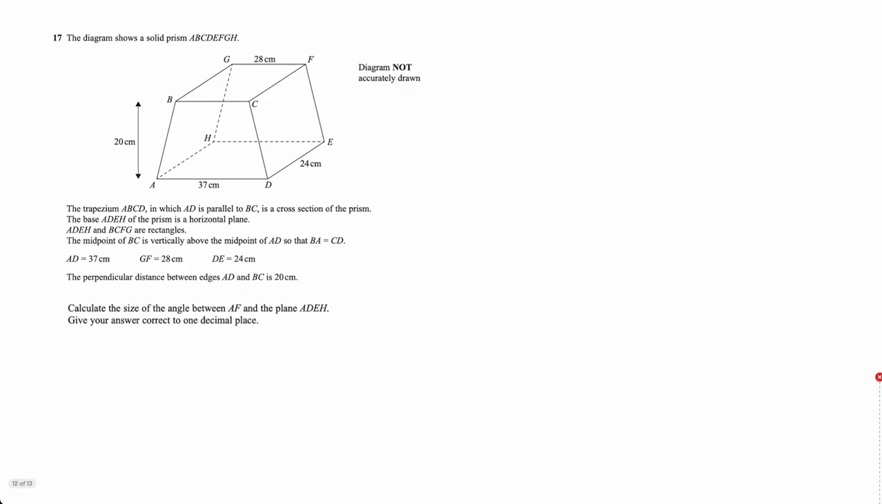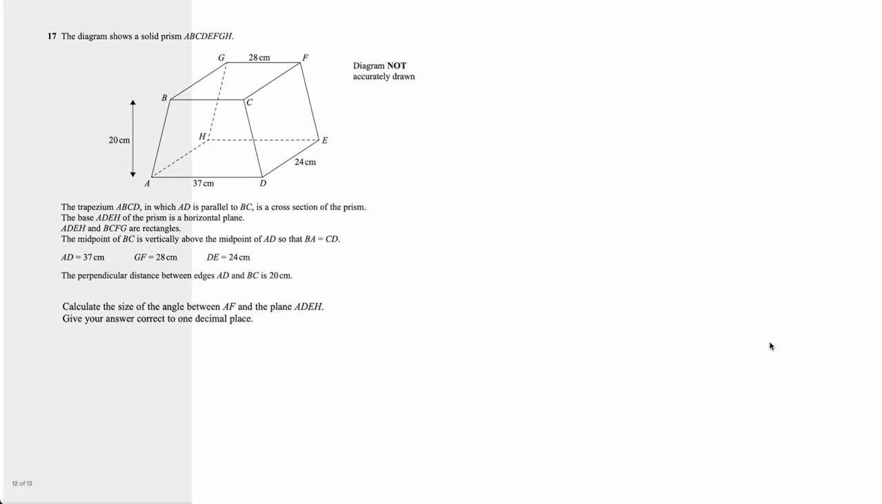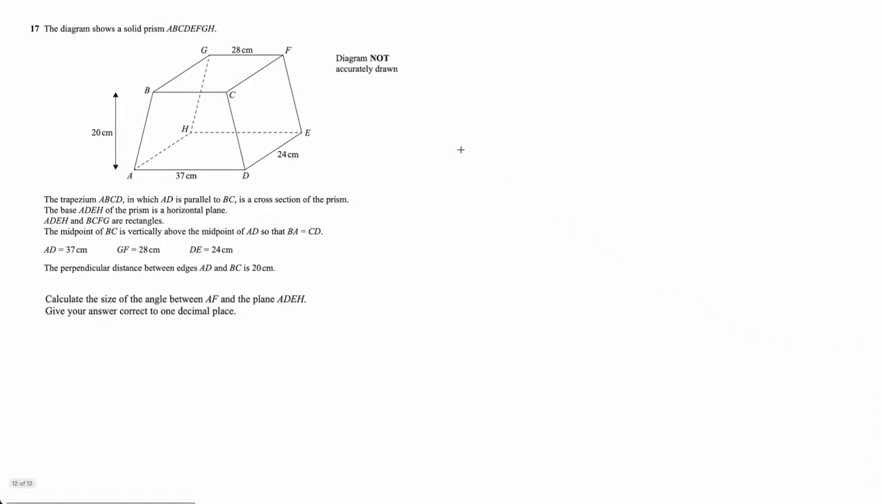Okay, so we have a solid prism. This is a trapezium. It's given a few things, 37, 28. Importantly, guys, the midpoint of BC is vertically above the midpoint of AD, so just so the middle here is right above each other.